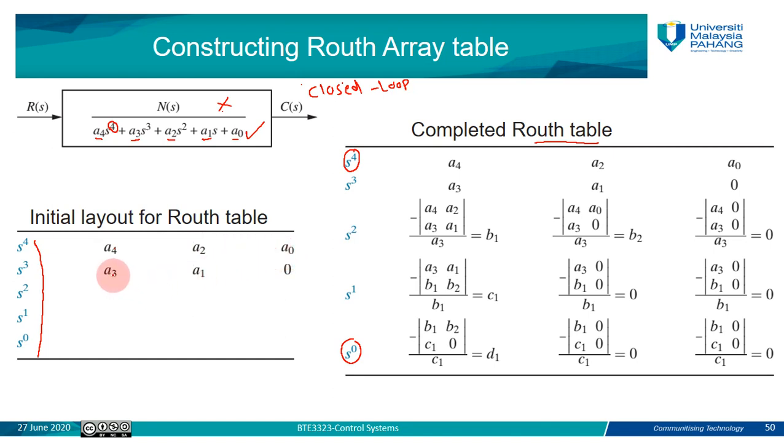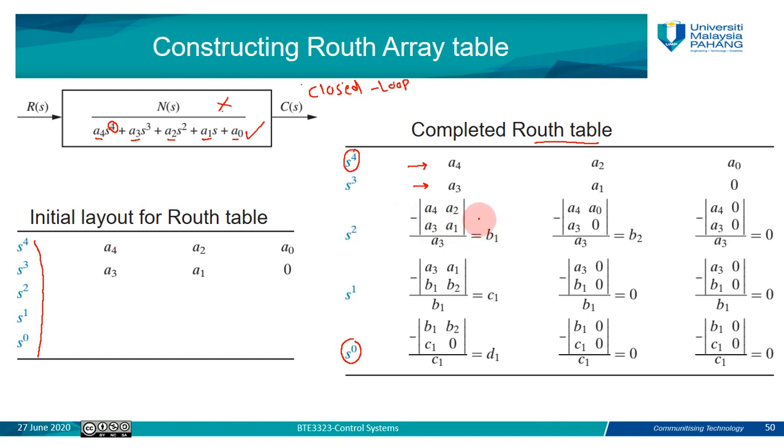Then 3, 1, 0. Why? Because in the line of s4 we take 4, 2, 0, and in the line of s3 we take 3, 1, 0. If it started from 3, we would say a3, a1, a0, and so on. So we just list the coefficients as they are. No need to do anything. In the first row and the second row, we just list the coefficients that exist in the characteristic equation. The rest of the Routh table will be generated based on a specific equation, or a specific definition for the variables.